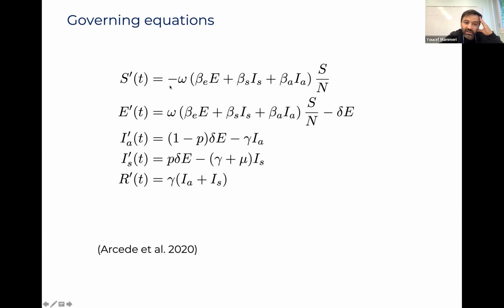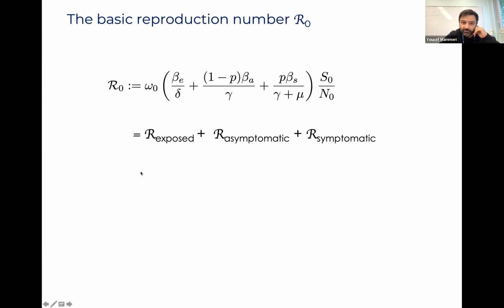So you see here I have minus, here I have plus. The ones who are susceptible, they go inside the E. Here I have minus delta, and then one part is going to the asymptomatic, one part is going to the symptomatic, and then they recover and go in the recovery. So you can try to solve the equation, but we don't need to.